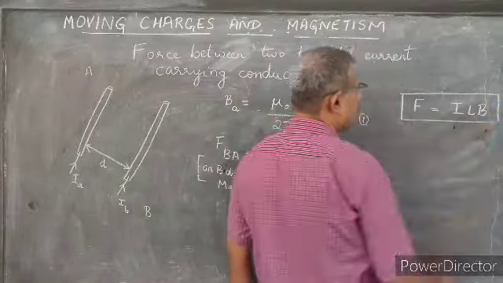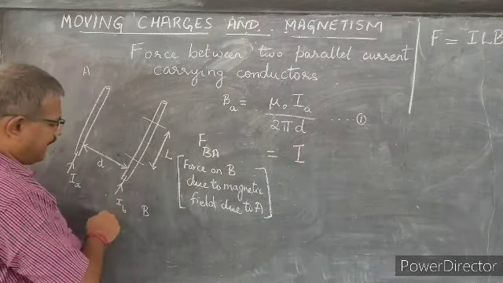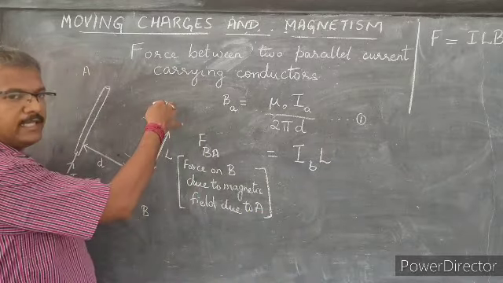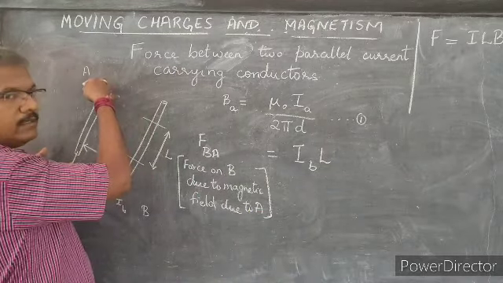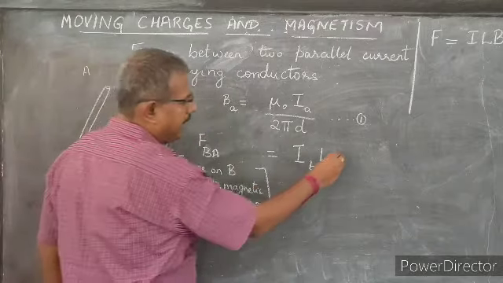So over here, if I were to write the same thing, the force being felt by the current carrying conductor B of length L. What is the current it's carrying? It's carrying the current IB, of length L, when placed in the magnetic field being generated by current carrying conductor A. So that is BA.